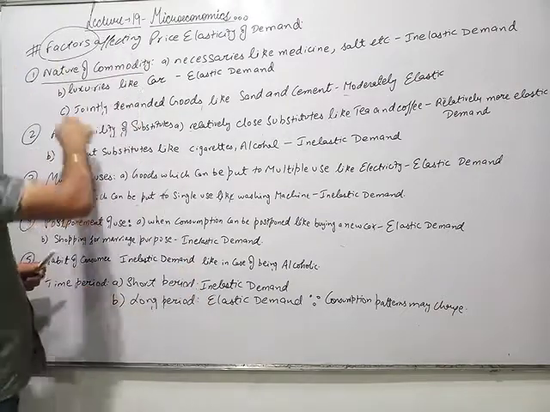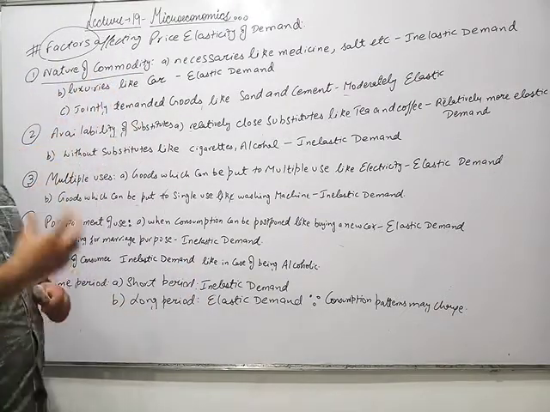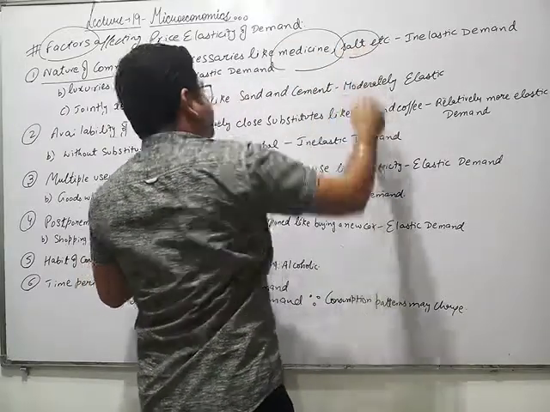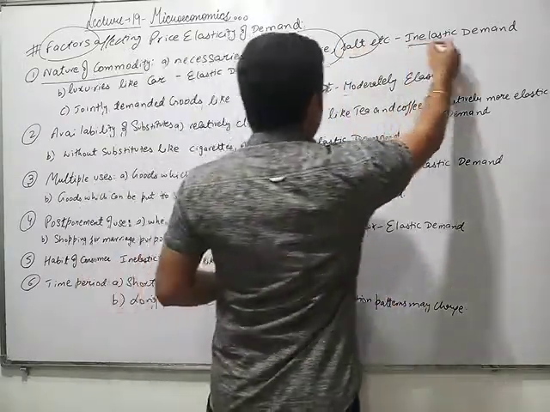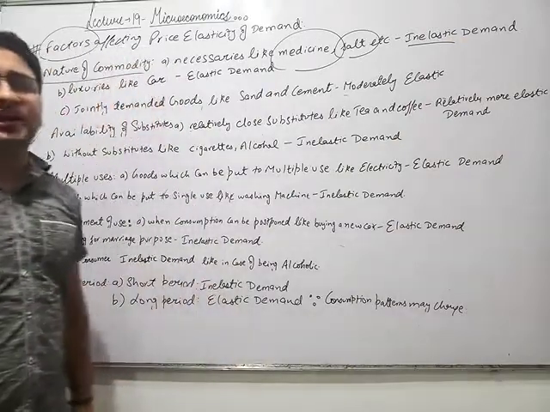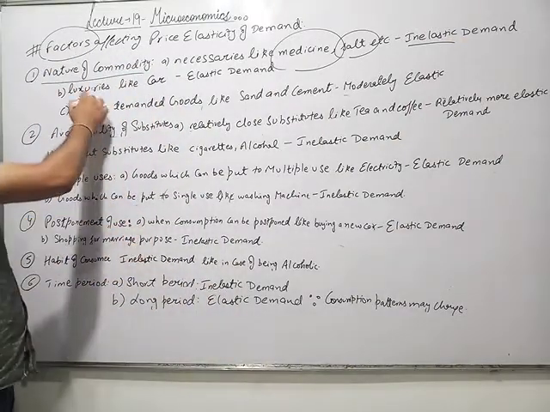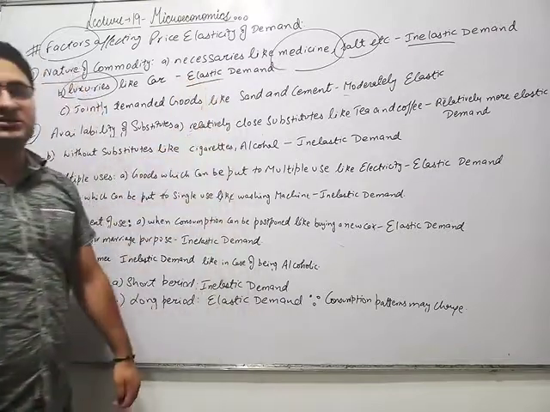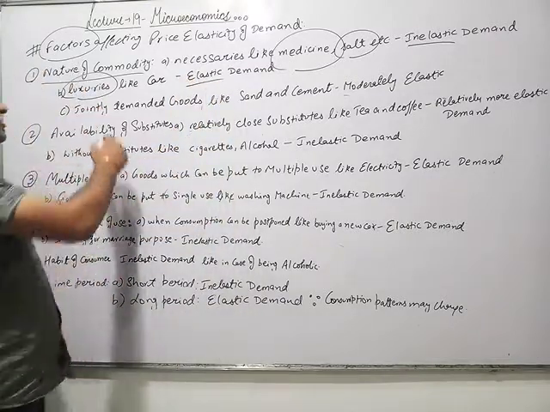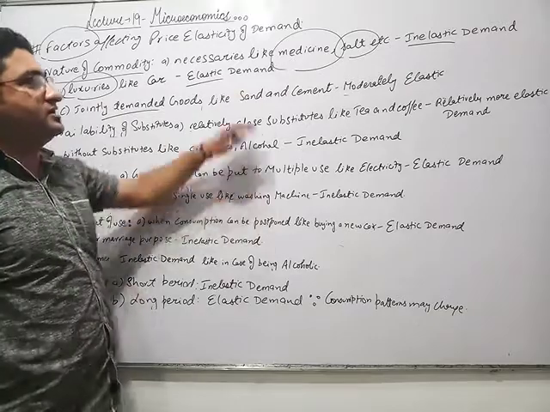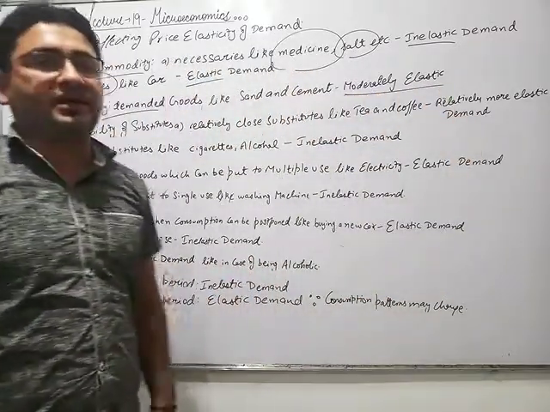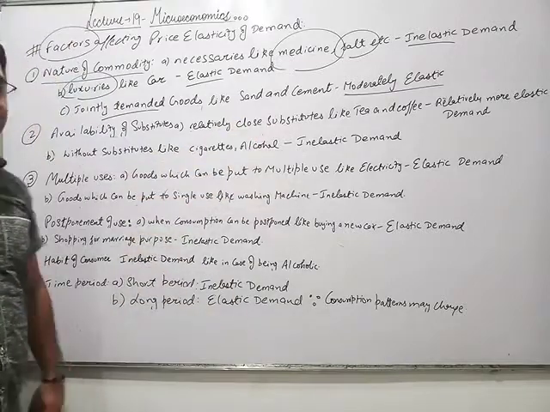The very first is the nature of commodity. If it is necessities of life, you cannot survive without it, like medicines and salt, your demand will be inelastic. But if it is about luxuries of life like car, the demand will be elastic. And if the goods are jointly demanded like sand and cement, then the demand would be moderately elastic because you cannot use one of them.